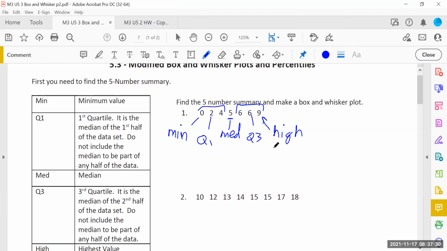So to make a box and whisker plot, we need a way of measuring, because we want things spaced appropriately. So my numbers go from 0 to 9. So I'm going to do 0, 1, 2, 3, 4, 5, 6, 7, 8, 9. Do 10 as well if you want to. So here's 0 to 10.